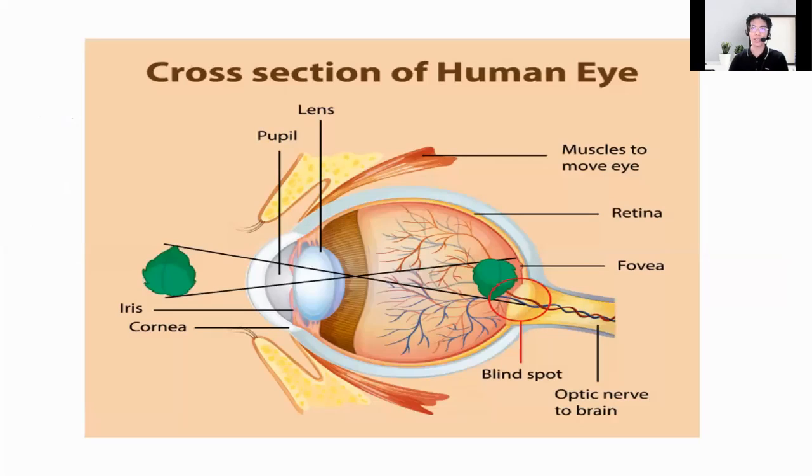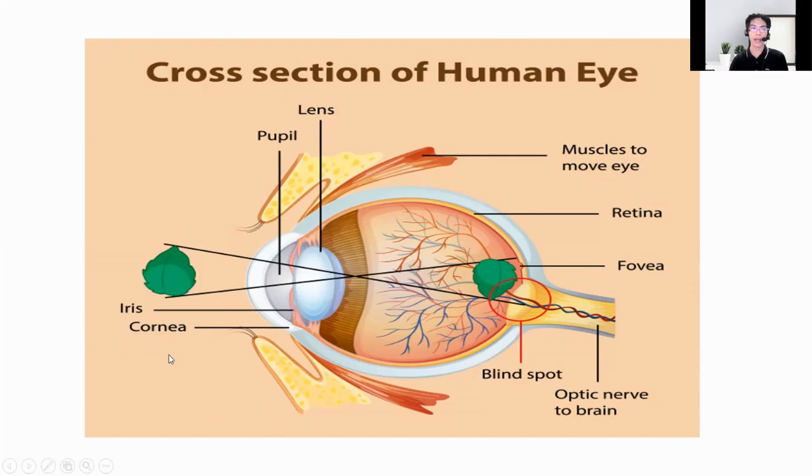The cross-section of the human eye. You can see here the pupil. The pupil is right here. It is the tiny hole where light enters the eye. And we have here the lens. The lens is located right behind the pupil.